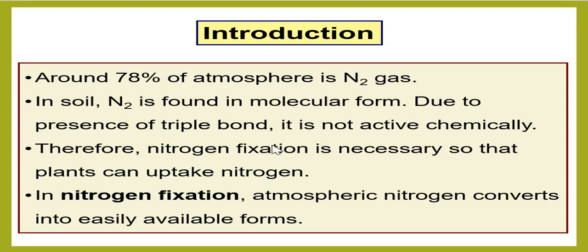So how can plants take up the nitrogen? They can take up the nitrogen only by fixing this nitrogen gas. If nitrogen gas can be fixed into some available forms that can be easily absorbed in the biological system, that is known as nitrogen fixation. Nitrogen fixation is the conversion of nitrogen into easily available forms.